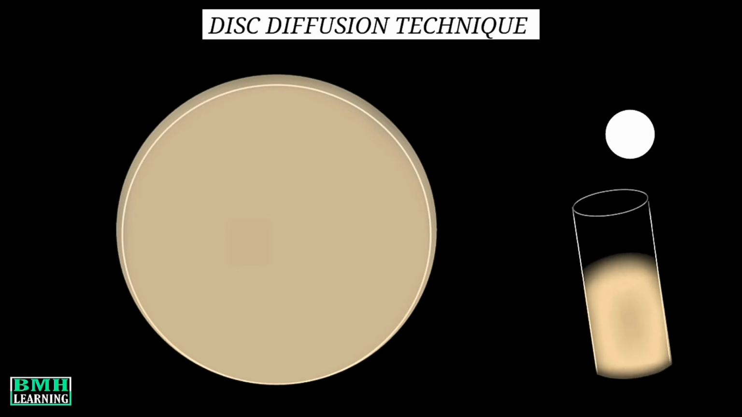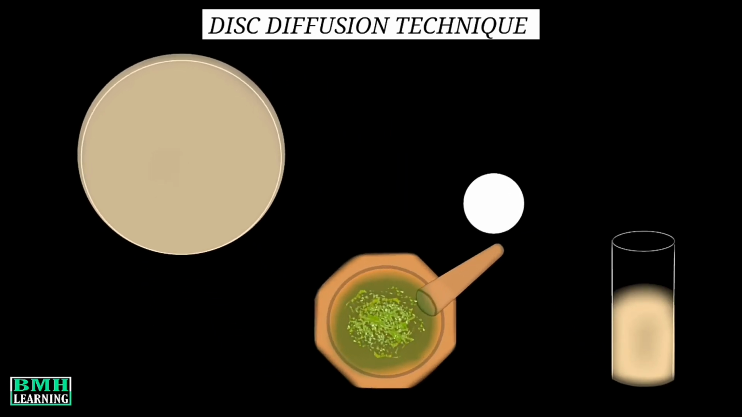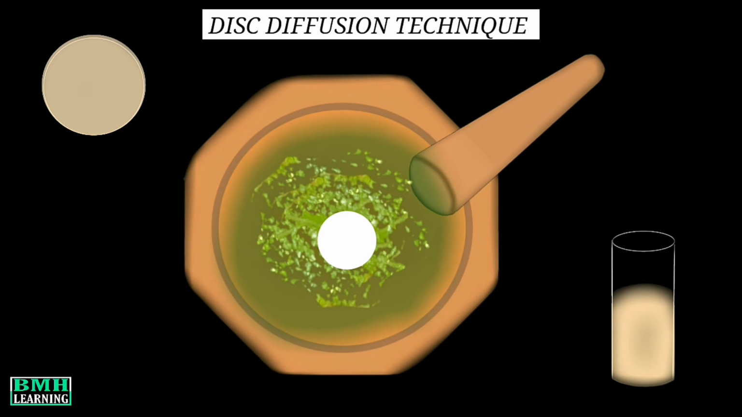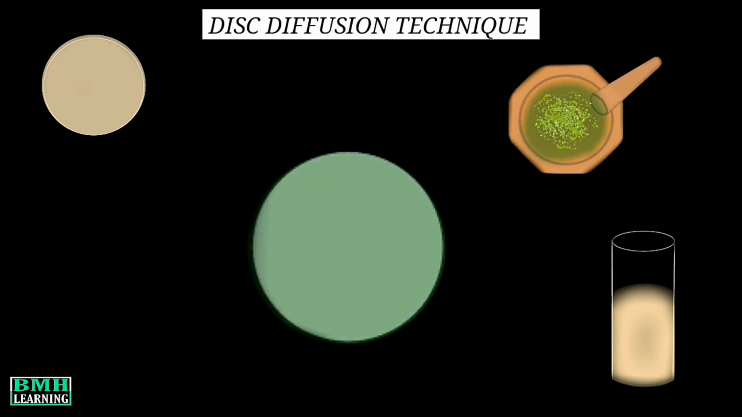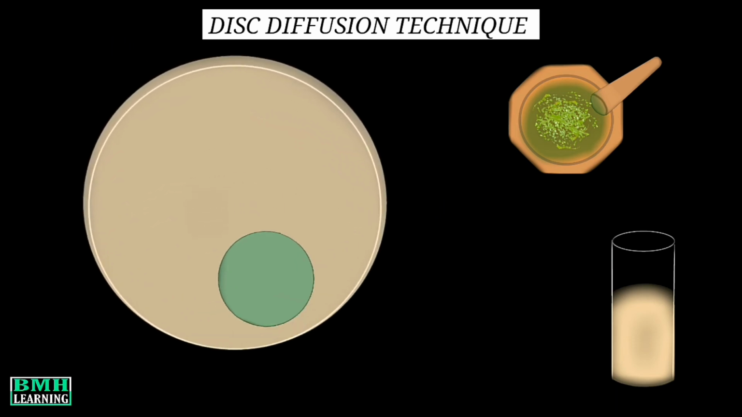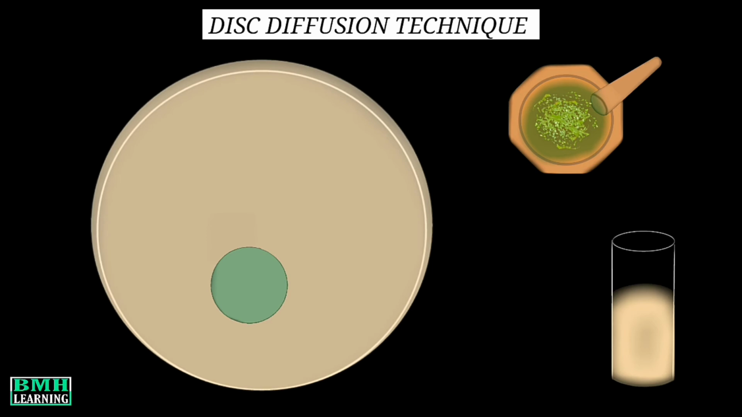After this, we need paper disc. The paper disc is then dipped in the extract made in pestle and mortar. Doing this, we are getting some plant extract on the paper disc. The ethanol soaked by the paper disc is then allowed to evaporate. The disc is then placed on the petri plate.